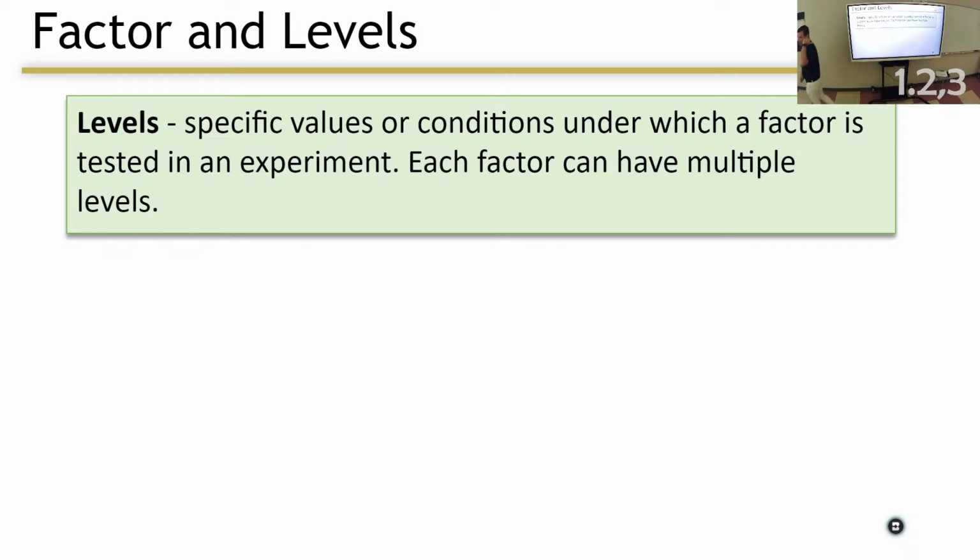All of this happens with experiments. None of this happens with observational studies. You're not doing anything to them. These are all with experiments. Factors, levels. Factors is what we're doing. Levels are basically how many.